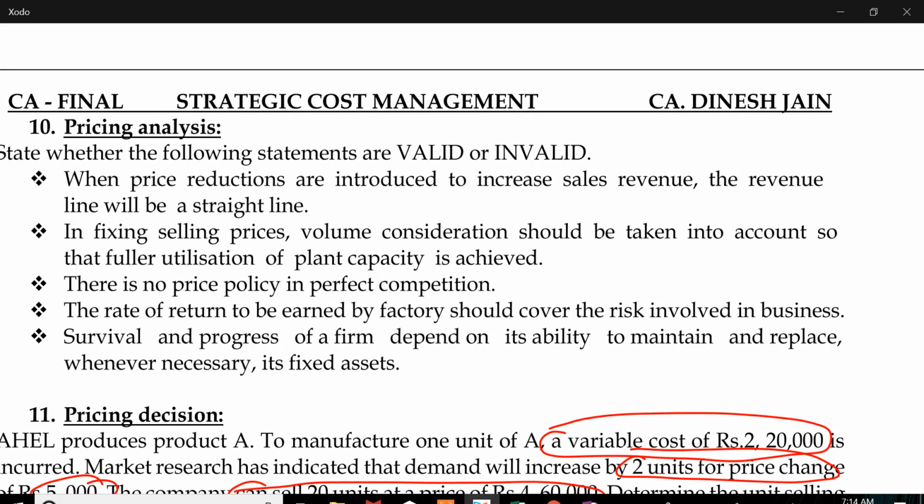Coca-Cola has a capacity of 1 crore bottles to be manufactured in a year. They are saying when you try to fix the price, please fix the price in such a way that you can sell 1 crore bottles. That is what the line says. Volume consideration should be taken into account so that fuller capacity utilization can be done. Don't try to fix the price in such a way that you sell 60 lakh units or 80 lakh units when you have a capacity of 1 crore. Do we take into consideration this when we try to fix the price?